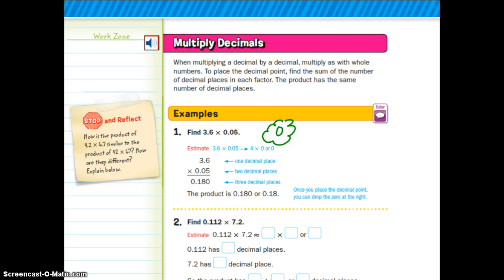In this case, we have 1 decimal place here, 2 here, for a total of 3 bunny hops. 1, 2, 3. So our answer is 0.18, which again is closer to our estimate of 0. Decimal placement is crucial. Bunny hop counting is crucial. Put it in a box, you won't forget it. Let's look at number 2.